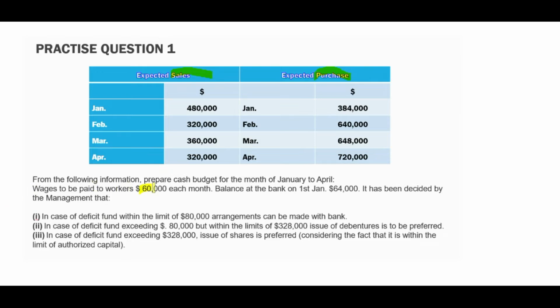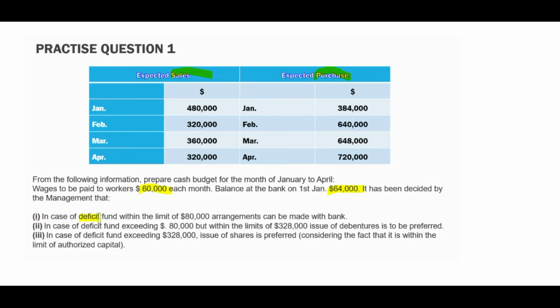Wages to be paid to workers, 60,000 each month. And the balance at the bank on 1st Jan is 64,000, so this will be our opening balance for January. This question also gives us 3 conditions, 3 situations or scenarios.